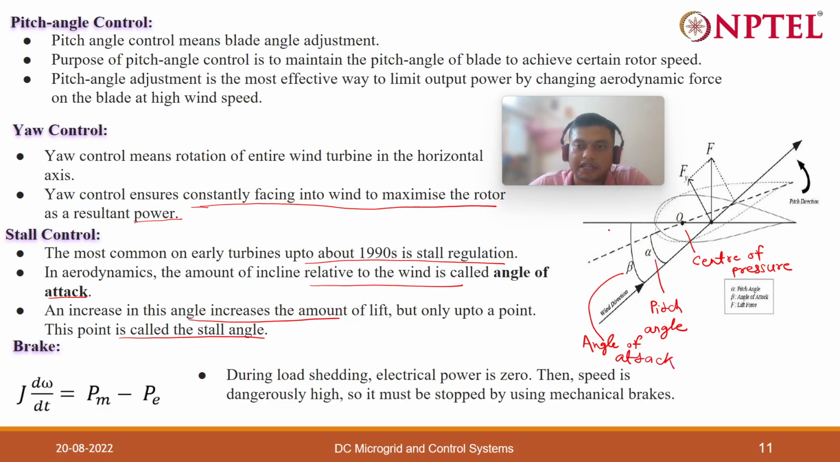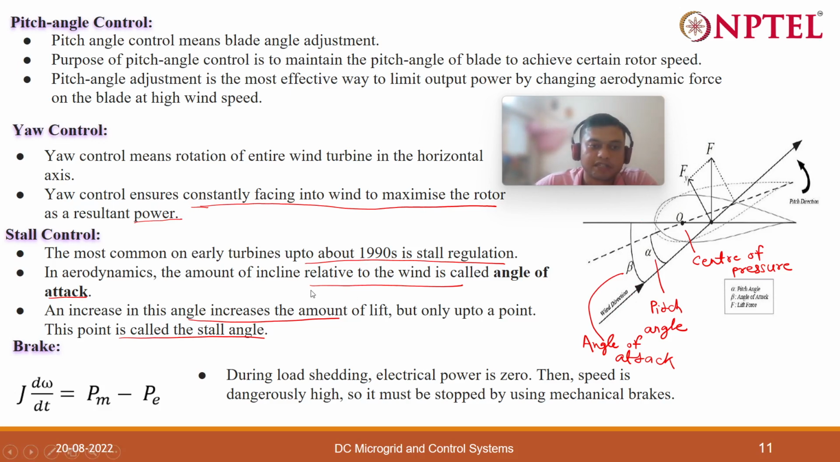So the horizontal line that is passing through the center of pressure and this wind direction, we take this angle as the angle of attack. If you increase this angle beyond a certain point, then that angle is called the stall angle.